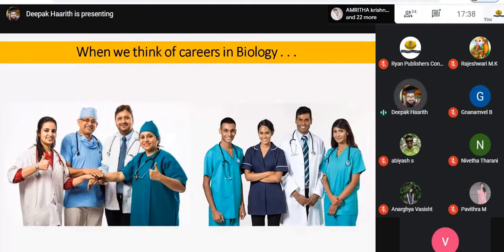So when we think of careers in biology, it's heavily influenced by human healthcare and medical research and the medical field where there is money. So naturally, these are the people who earn good money. So that is why we want to be in biology. And if we are in biology, we only want to pursue these careers.